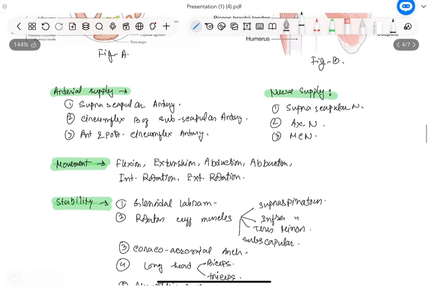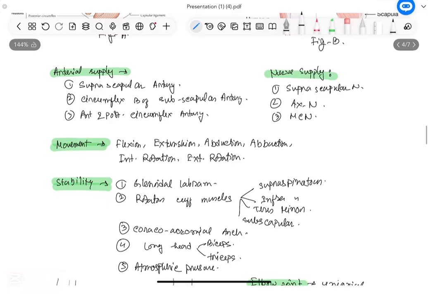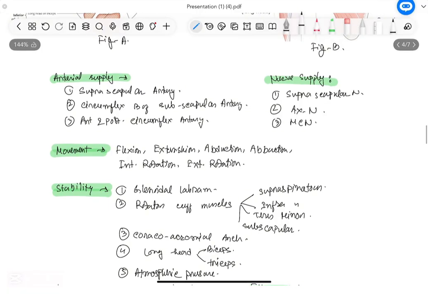Now we are going to discuss the artery supply, nerve supply, movement and stability related to the shoulder joint. Here you see the artery supply: suprascapular artery, circumflex branch of subscapular artery, anterior and posterior circumflex arteries. Then nerve supply will be the suprascapular nerve, axillary nerve and musculocutaneous nerve. As it is a multi-axial joint, it will do flexion, extension, adduction, abduction, internal rotation and external rotation. And all the movements together we call circumduction.